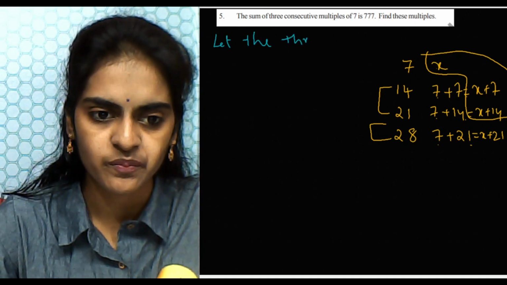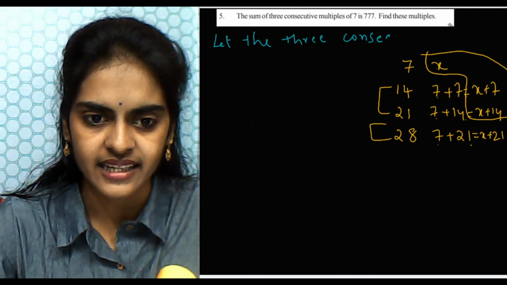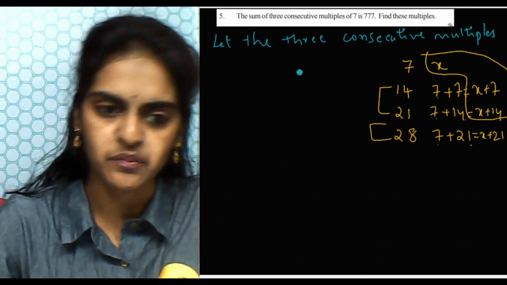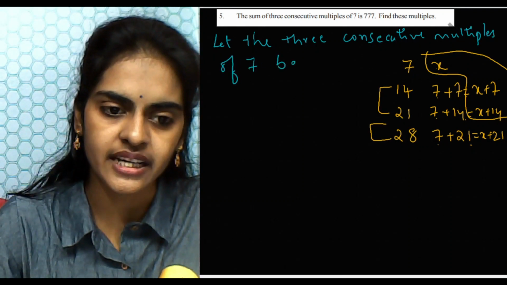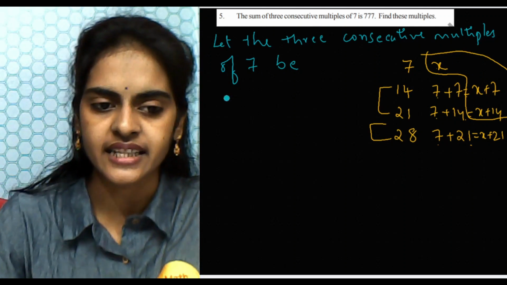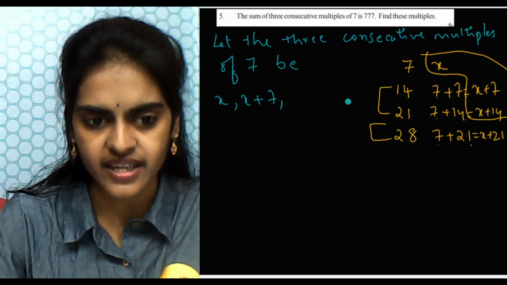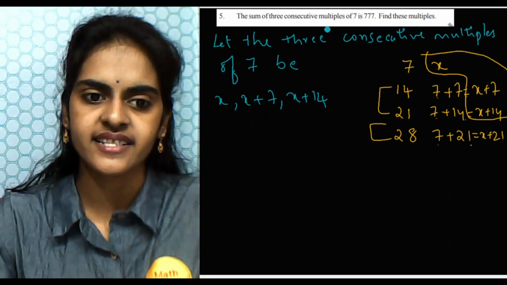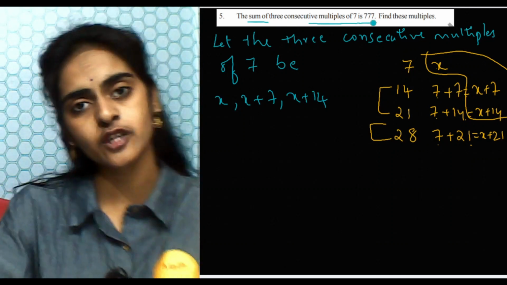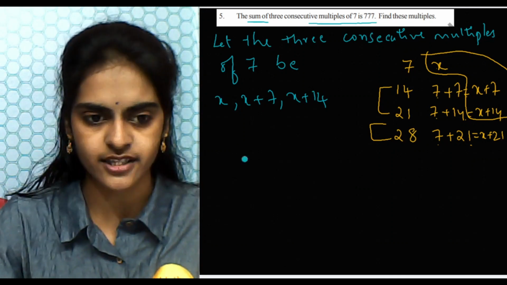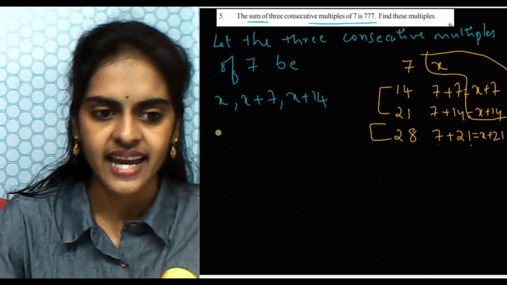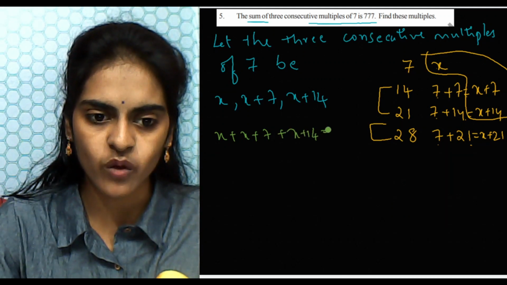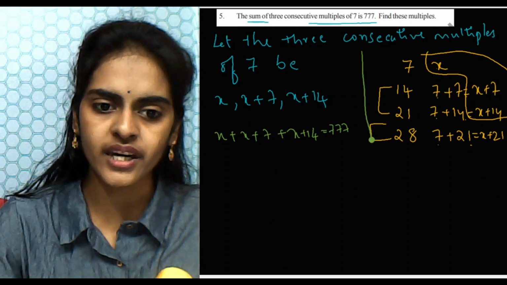Let the three consecutive multiples of 7 be, in which form do you find the multiples of 7? They are of the form x, x plus 7 and x plus 14. Now what is the next condition? Adding all these three consecutive multiples of 7, you have to get 777 as the answer. That means x plus x plus 7 plus x plus 14 should give me 777.